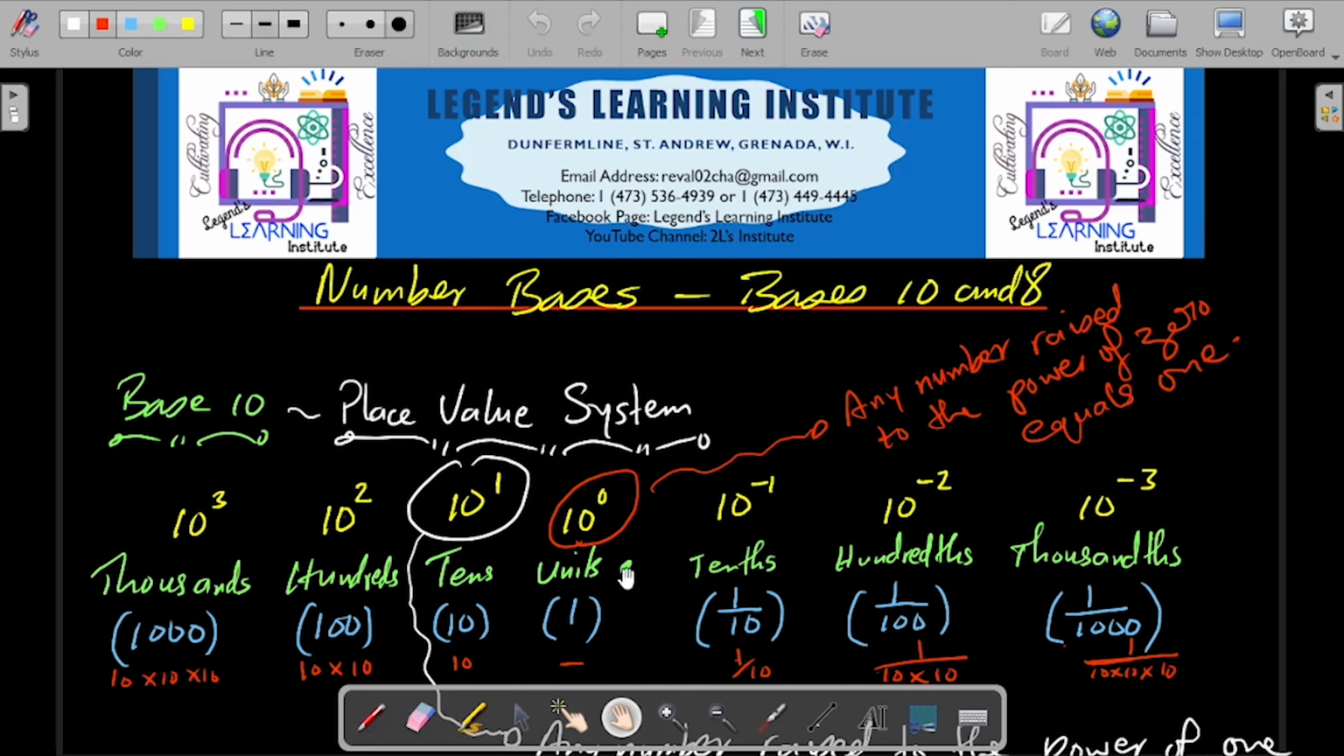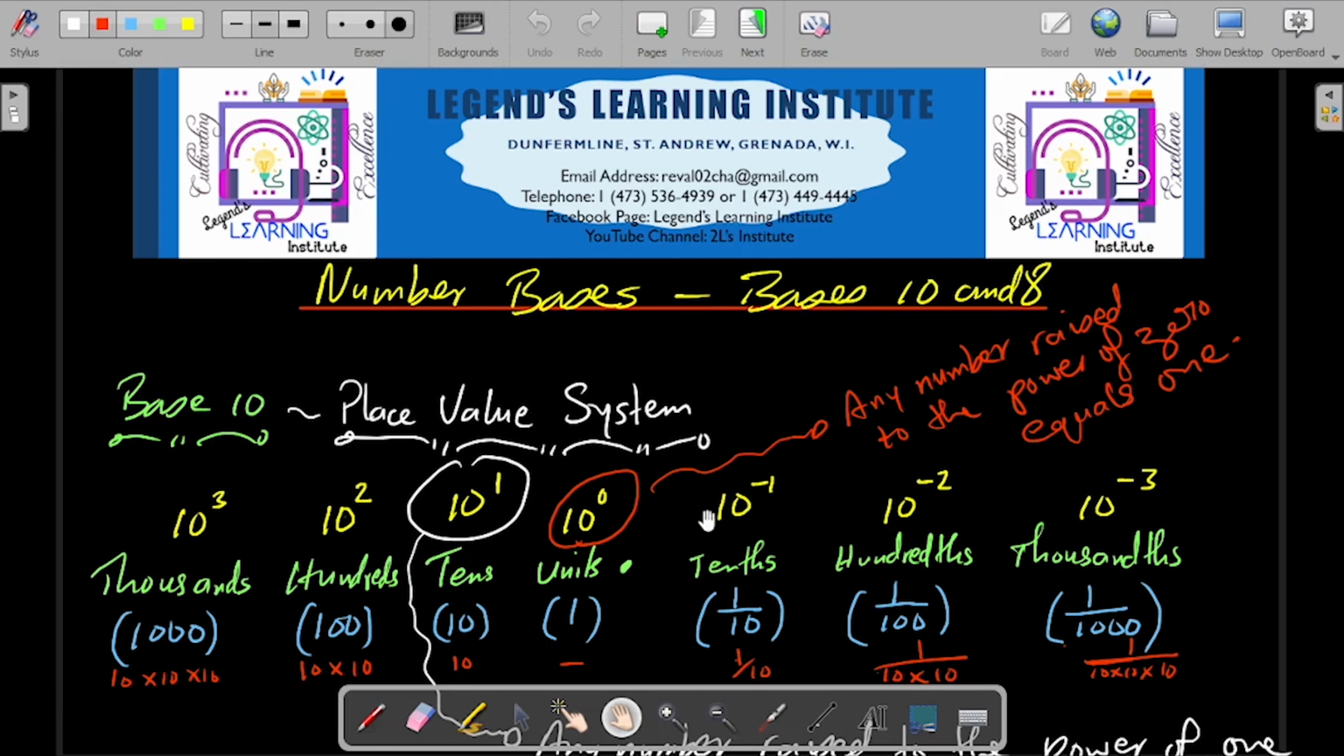Today we are looking at number bases, and we're going to specifically look at the base 10 and the base 8 number systems. When we are talking about number bases, we are talking about a system of counting. The system that we usually use to count is the base 10 number system.